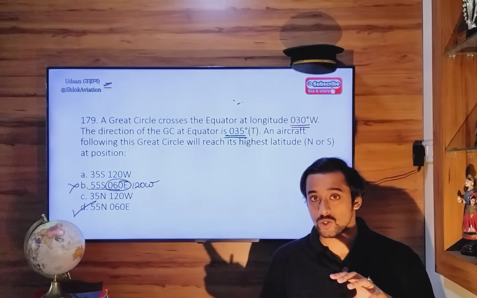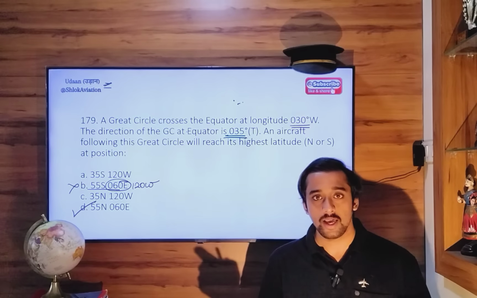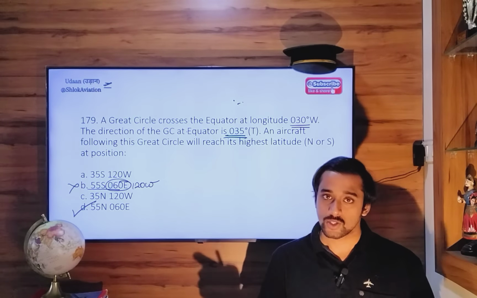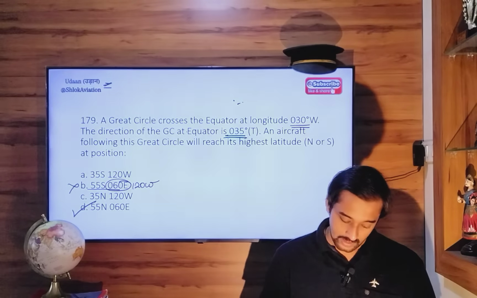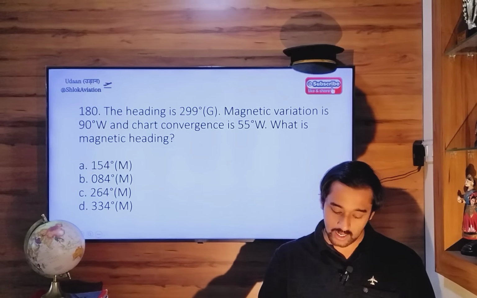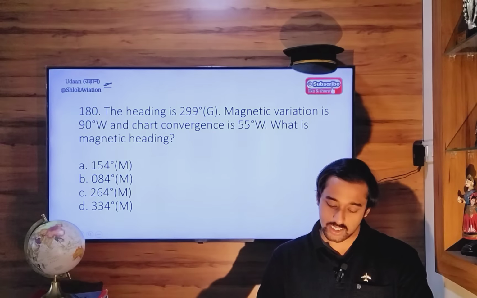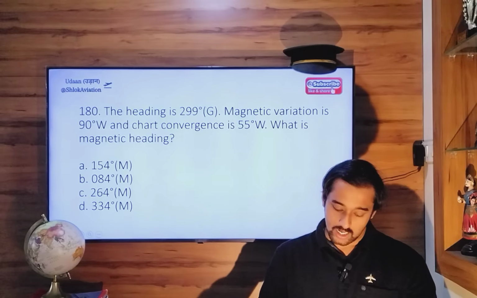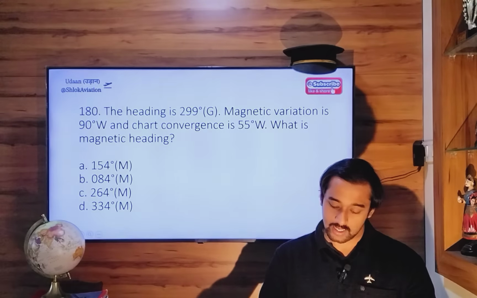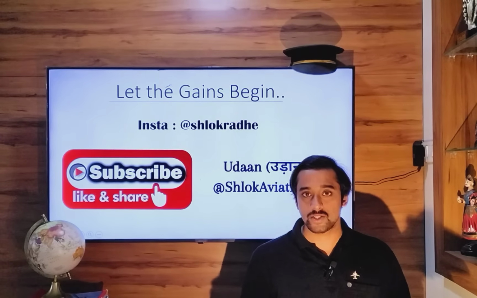I have solved a similar question from Oxford General Navigation Chapter 1 and uploaded it to my YouTube, so watch that video as well. Next, question 180. Heading is 290. Variation is 9 degrees west. Chart convergence is 5 west. What is magnetic heading?